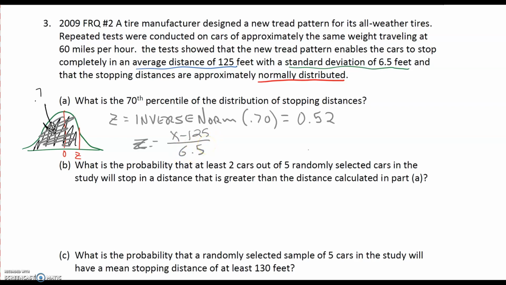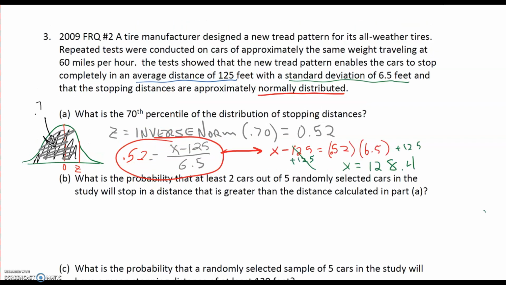Okay, and so then we use that formula to find X, because we just found Z. So we take out the Z, put 0.52, and that's how we're going to find X. Okay, and so when we do a little algebra to this, find X, we get 128.4. But let's use the context, and it's in feet. So make sure you write 128.4 feet.